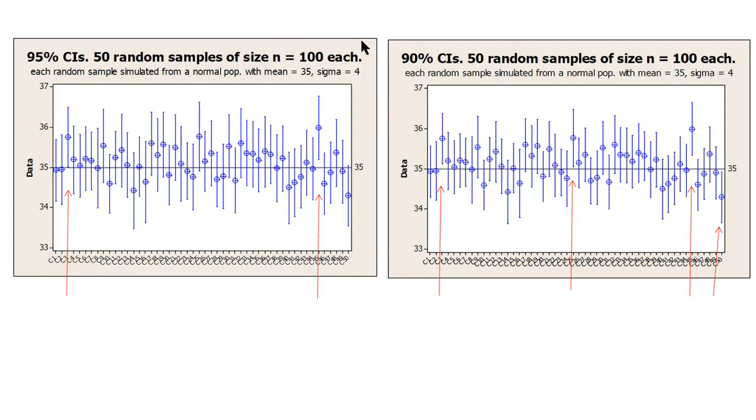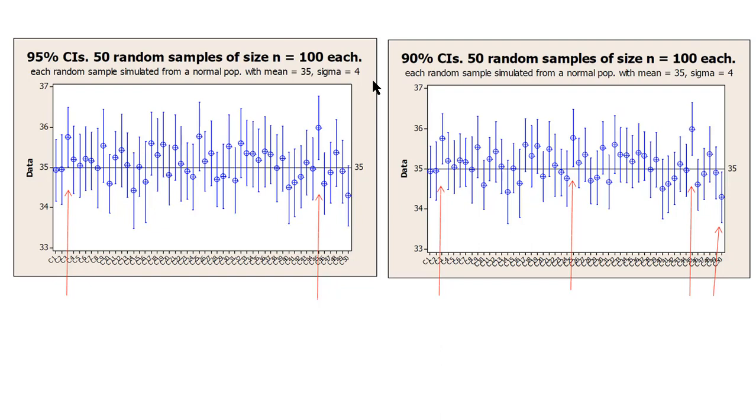Those 100 values were simulated or randomly generated from a normal population with a mean of 35 and a population standard deviation of 4. So that is the supposed population parameter values. For the purpose of academia, we're pretending that we know these. In reality, you don't generally have access to that kind of information.